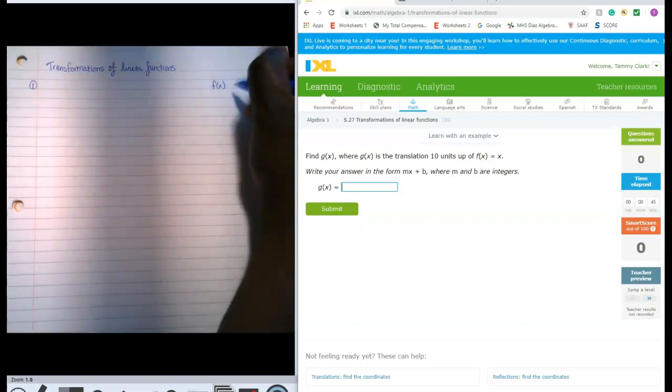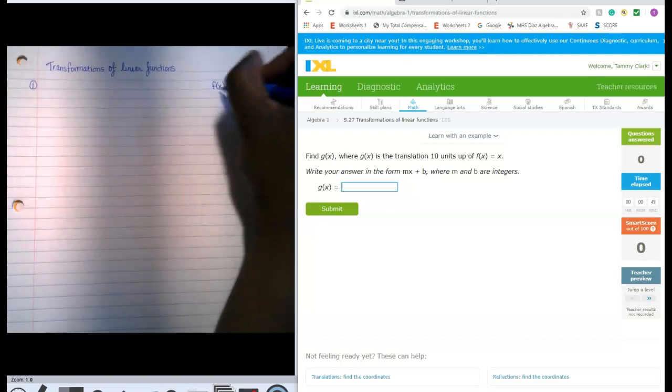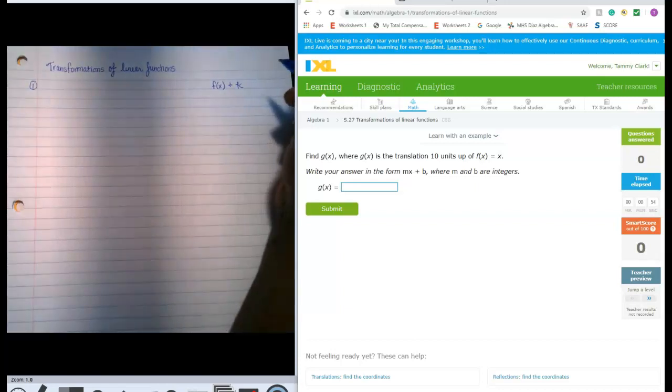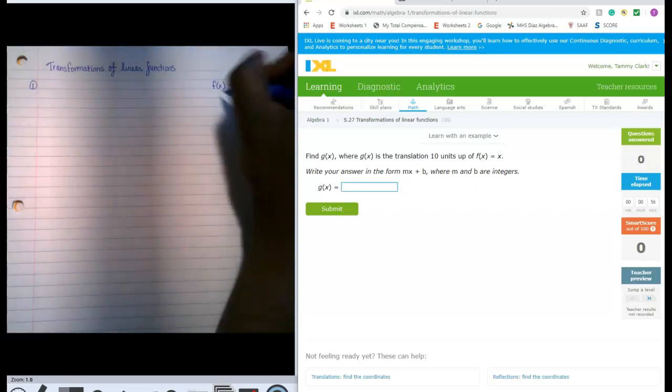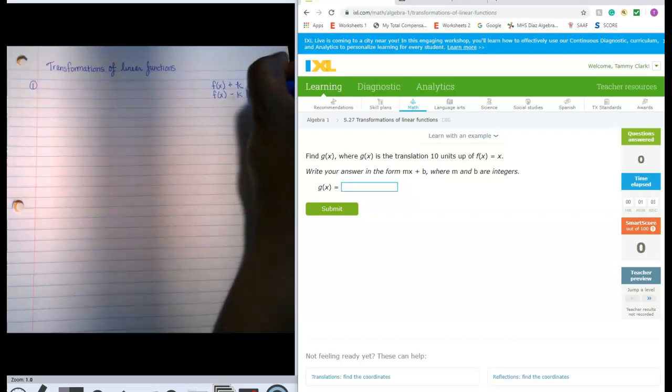So if I have a function that has moved up, then I'm going to say take my function and add k, and we're just going to use the letter k, kind of like the y-intercept. If I have a function and it moves down, I'm going to do minus k. And keep in mind, these are just standing in for numbers.